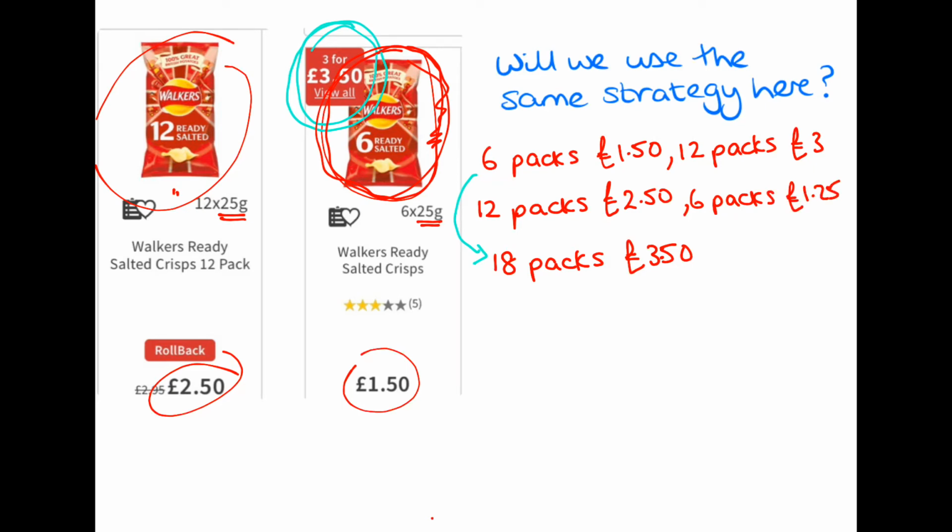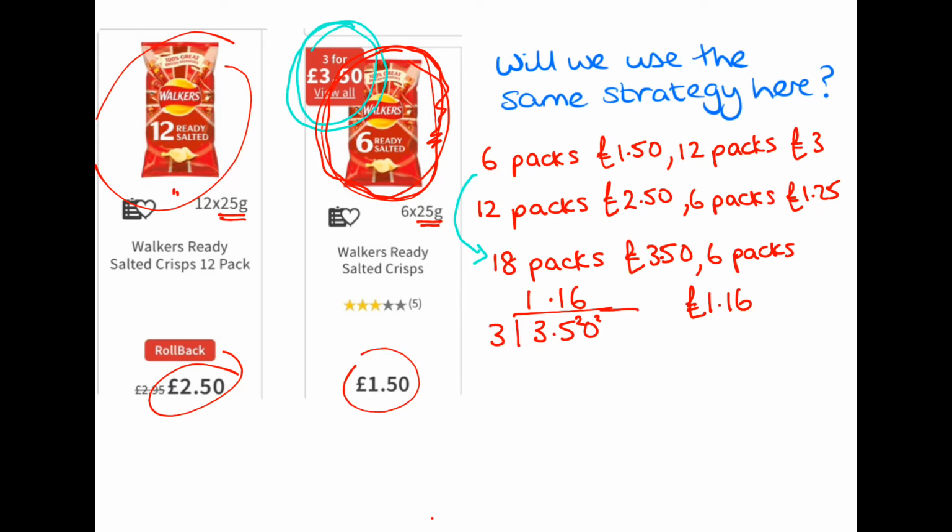Okay. But look at the 18 packs for £3.50. If we want to know how much 6 packs cost there, then we'd need to do £3.50 divided by 3, because there's 3 6s in 18. Okay, so 3 into 3 goes 1. Keep your points in line. 3 into 5 goes 1, remainder 2. 3 into 20 goes 6, remainder 2. And that would keep going. Okay, so £1.16 approximately for 6 packs if you bought the 3 for £3.50.